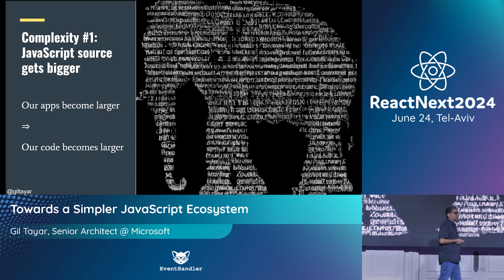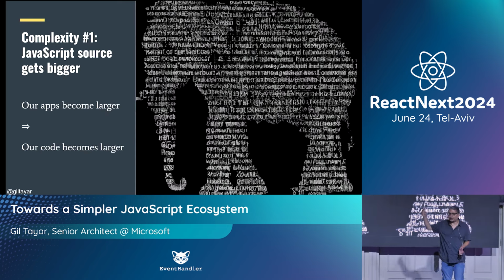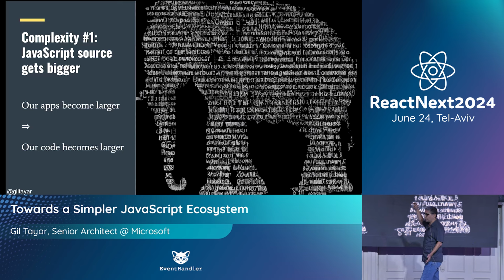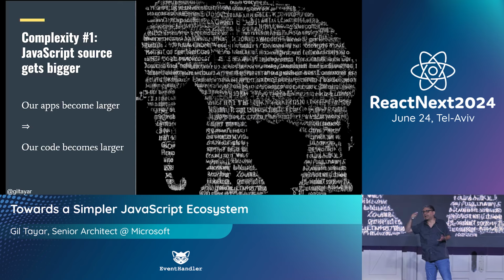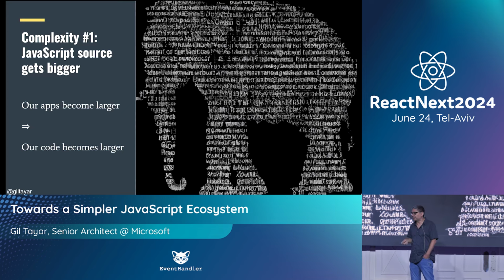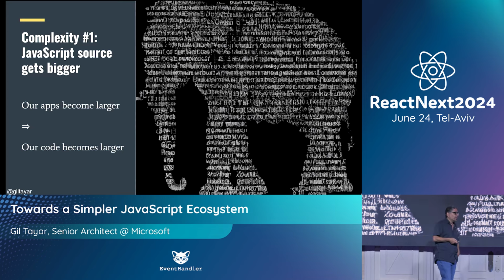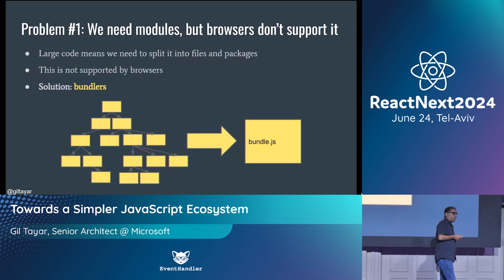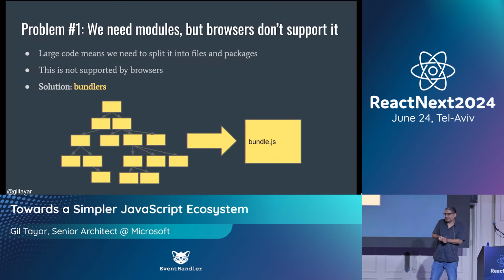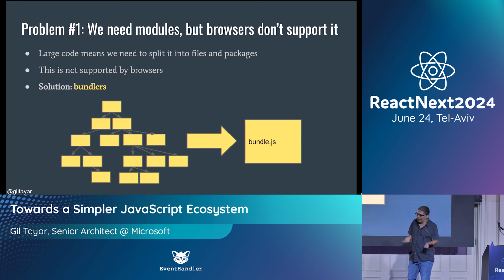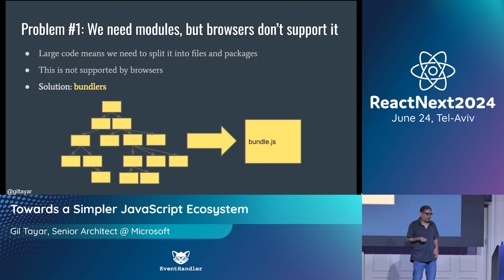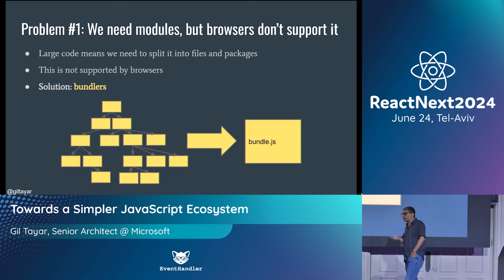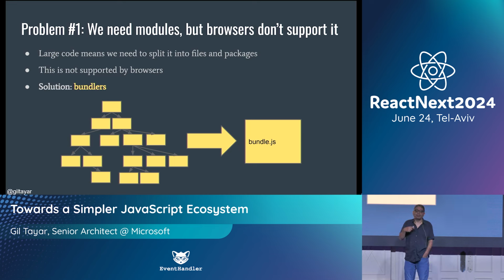So let's talk about complexity number one. Back in the days, you could write all your JavaScript code in one big, 1,000-line file, and you're good because you didn't need a lot of JavaScript. Today, we're talking 10,000, 100,000 lines of code in apps. JavaScript source gets bigger, and we need modules. We need to split the thing into files and folders. Unfortunately, browsers did not support multiple files.